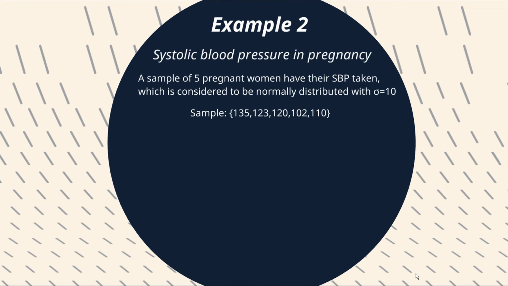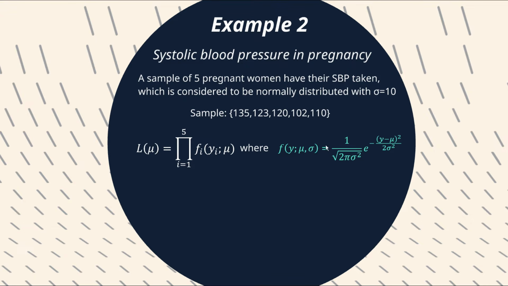Now for example 2, we're looking at systolic blood pressure in pregnancy. So let's say here I've got a sample of 5 pregnant women that have their systolic blood pressure taken. And it's considered to be normally distributed with a population standard deviation of 10. Now let's use the tools we've been given and see if we can apply them to a normal distribution here to extract a likelihood function. So as we said, the likelihood function is the product of individual probability density functions. And in this case, the normal probability density function looks a bit like this. It's a bit gross.